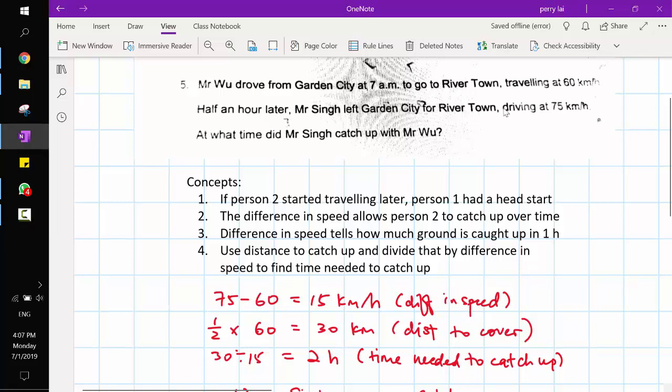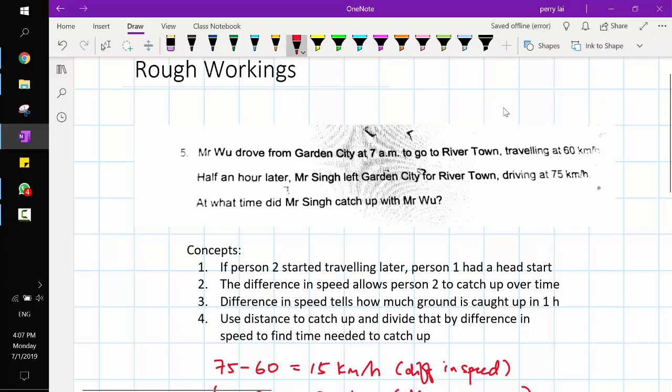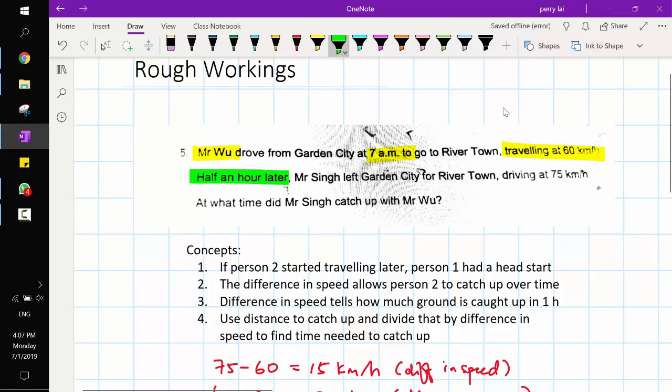So in this question we have Mr. Wu driving from Garden City at 7 a.m. So there is a start time, 7 a.m. That's Mr. Wu, and then he traveled for half an hour, and after traveling for half an hour, Mr. Singh decided to join the party, and he started traveling there at a different speed. What time did they catch up?